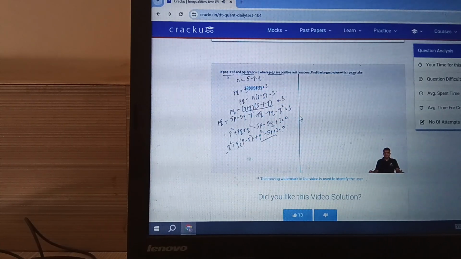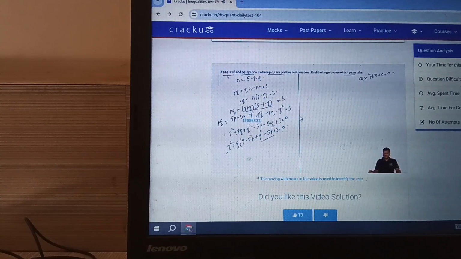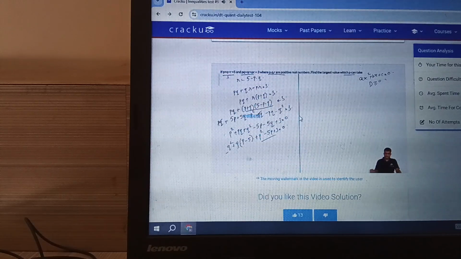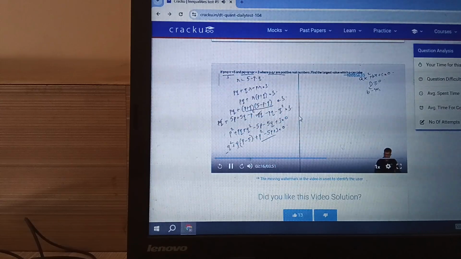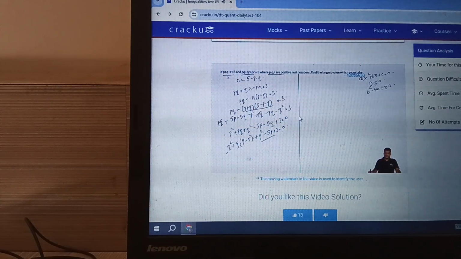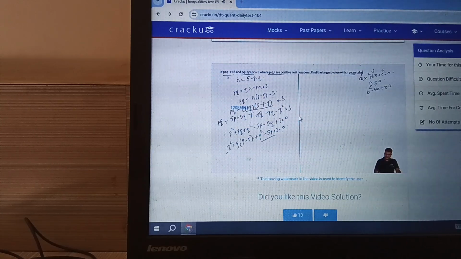So this is a quadratic equation in Q, and we know that Q is real. If you have a quadratic equation which is of the form ax square plus bx plus c is equal to 0, and if you are told that x is real, it would imply that the discriminant D is greater than or equal to 0. What is the discriminant of a quadratic equation? It is b square minus 4ac. This has to be greater than or equal to 0, where b is the coefficient of x, a is the coefficient of x square, and c is the constant term.